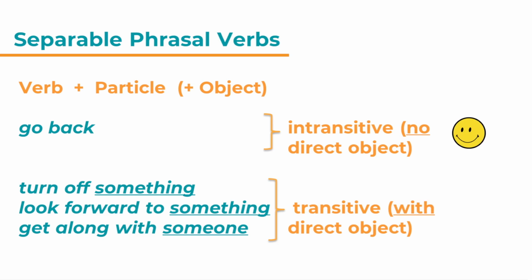The good news is that the intransitive phrasal verbs are really easy to learn because there's never a question about the word order. So I put a smiley here because those are good news. They're easy. There's no real problem with those verbs. However, transitive phrasal verbs are a little bit more complicated because of the word order. The question is, where do we put this direct object?